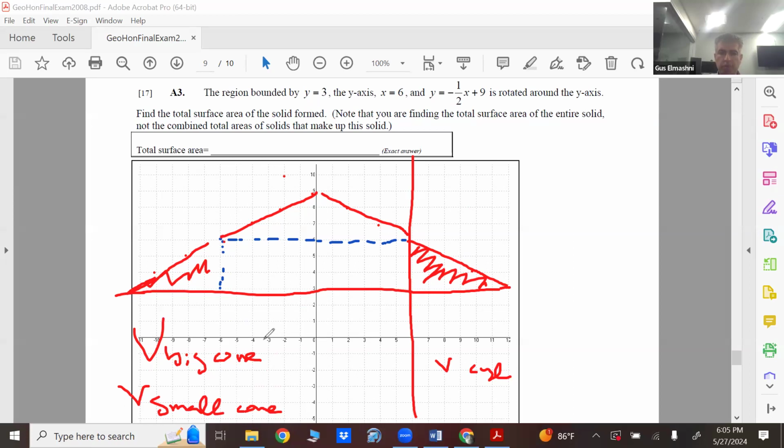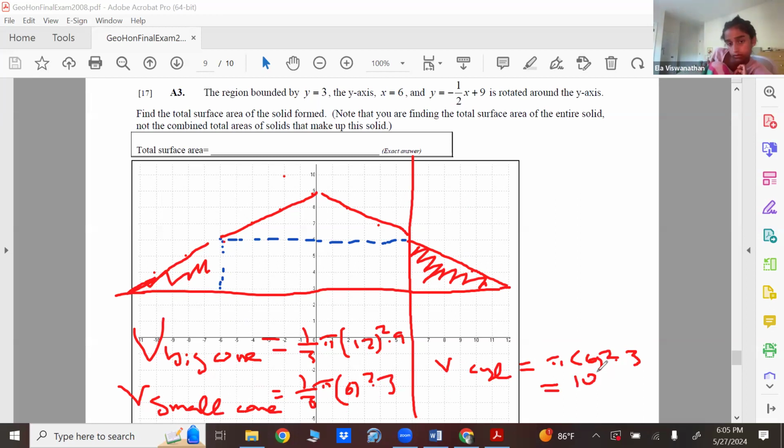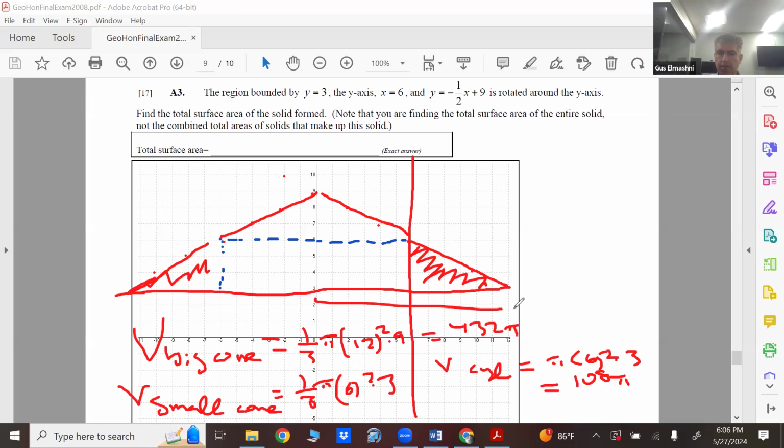So let's find the big cone. Where are you getting 12 from in the big cone? That's the radius.